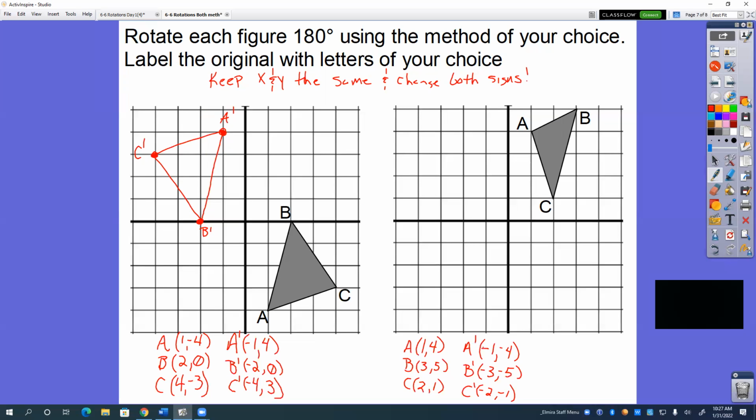So -1, -4 is A prime, -3, -5 is B prime, and C prime would be -2, -1. Okay, so there you have it. That's method 2 of memorizing the rules for rotations.